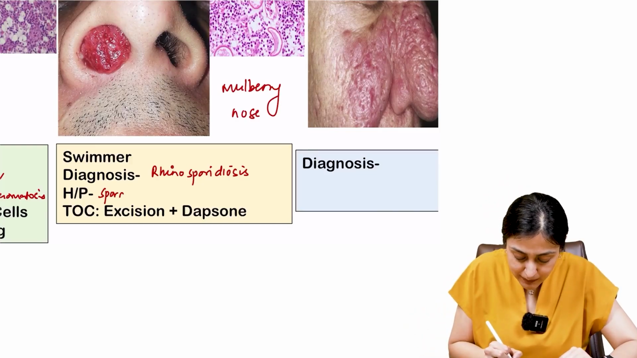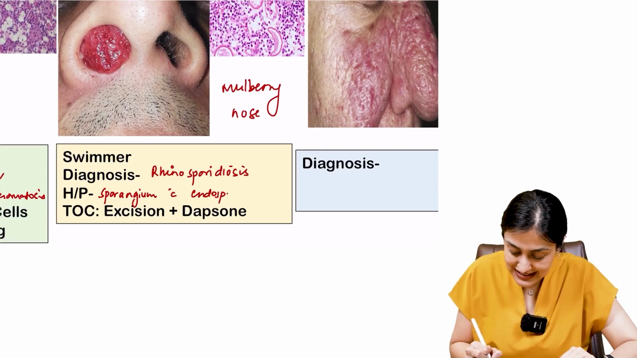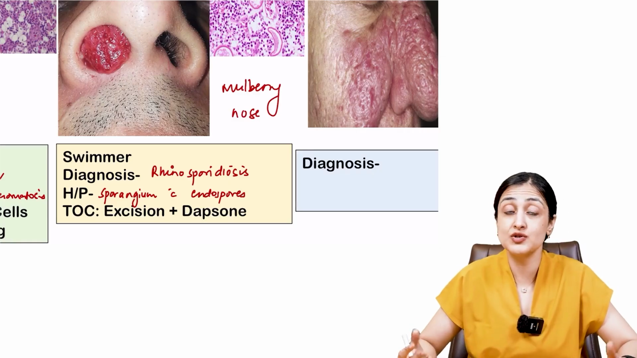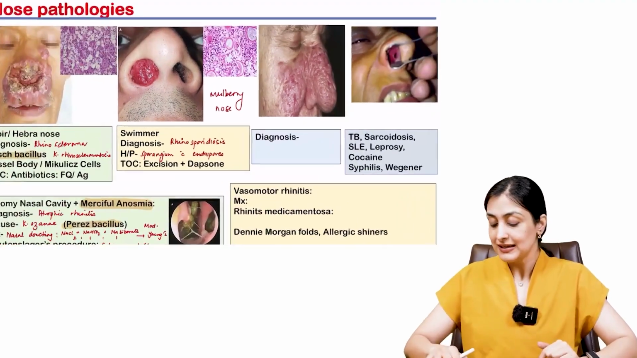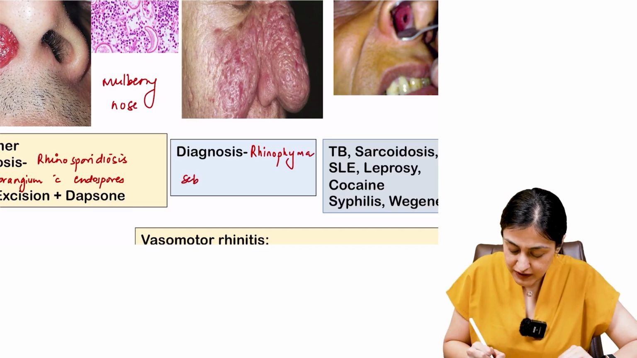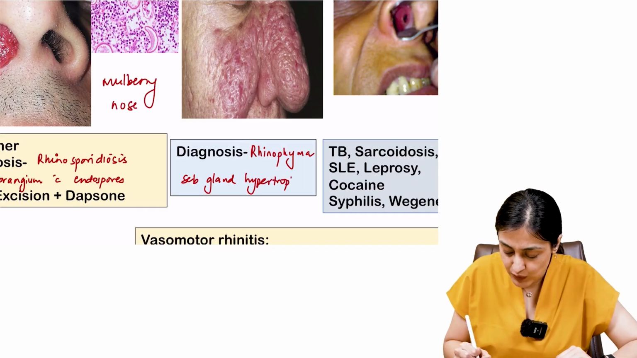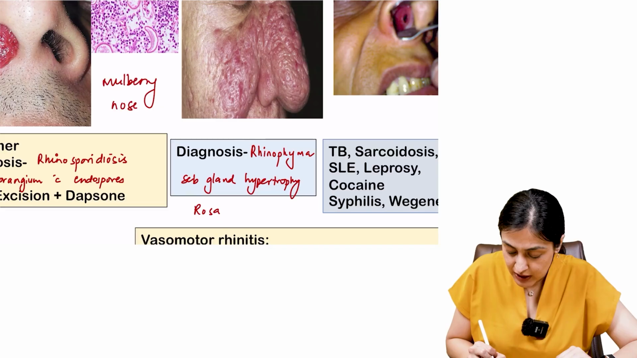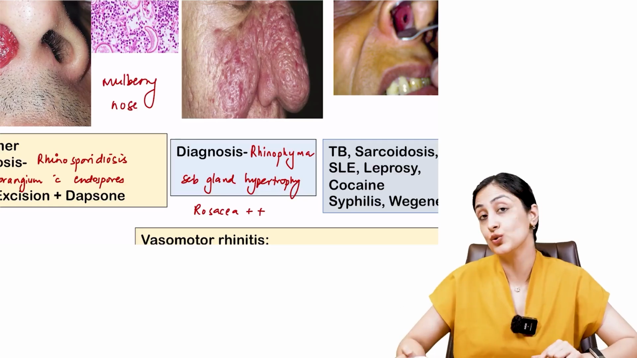But just remember, histopath is sporangium with endospores, and the treatment is just excise and give dapsone. Wherever nothing else works, dapsone somehow works. Yeah, so that's rhinosporidiosis. Then you have this hypertrophy of sebaceous glands called rhinophyma. Yeah, so this is what is called a hot potato nose. So this is where you have sebaceous gland hypertrophy, and this is one of the complications associated with rosacea, right? So rosacea in aggressive mode is rhinophyma.